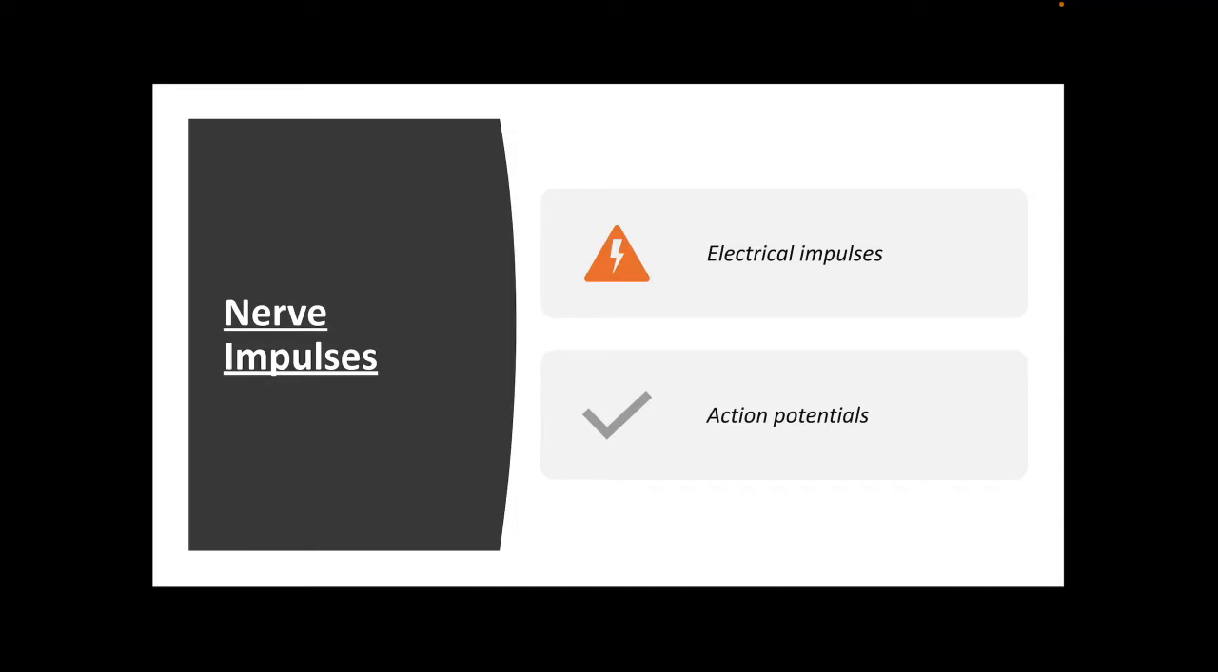So the first thing is, a nerve impulse, what is it? A nerve impulse is a small electrical charge that is able to pass between neurons and transmit information. They are able to transmit information through something called action potentials. We're going to talk about exactly what these action potentials are, but just remember, action potentials are electrical impulses that travel down nerves or neurons and communicate between other neurons or between a neuron and a muscle.